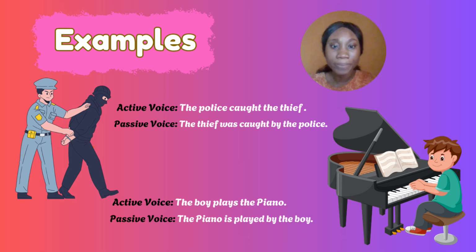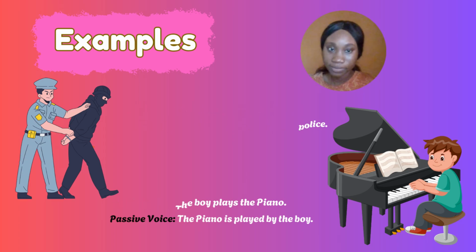So it now becomes: the piano is played by the boy. Is played. You can see the boy plays. That means it's present tense. It's something that he does. So in passive voice, we still maintain that present tense and say the piano is played by the boy.